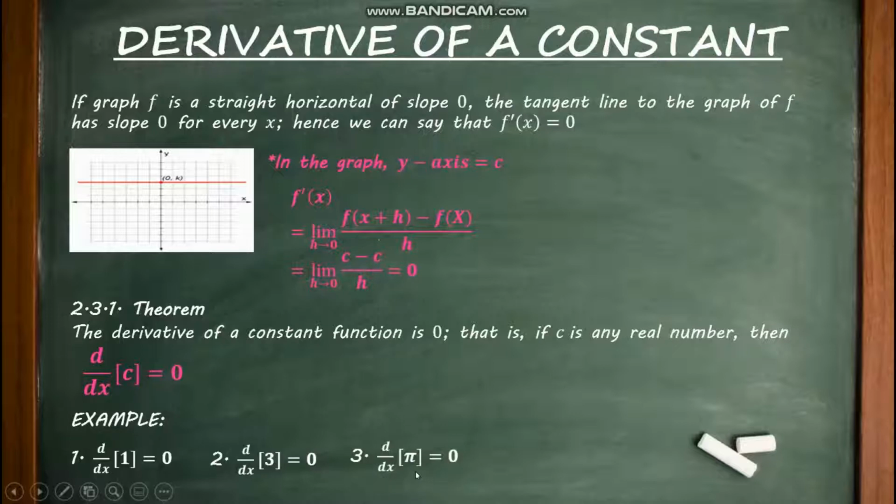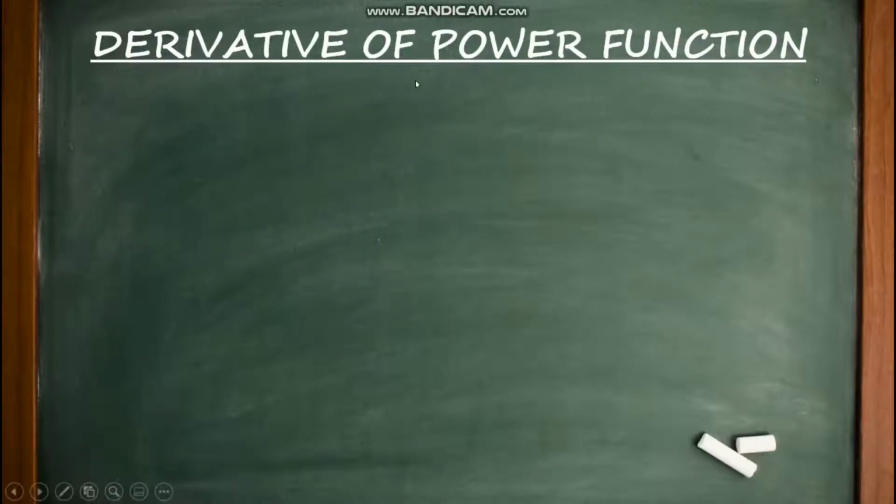And here we can see pi. Pi has a value of 3.142, which is included in the real numbers, and the theorem also applies to it, which means the differentiation of pi is also equal to 0. And also negative 10, if we differentiate it, we will get 0. Okay, we proceed to the derivative of the power function.